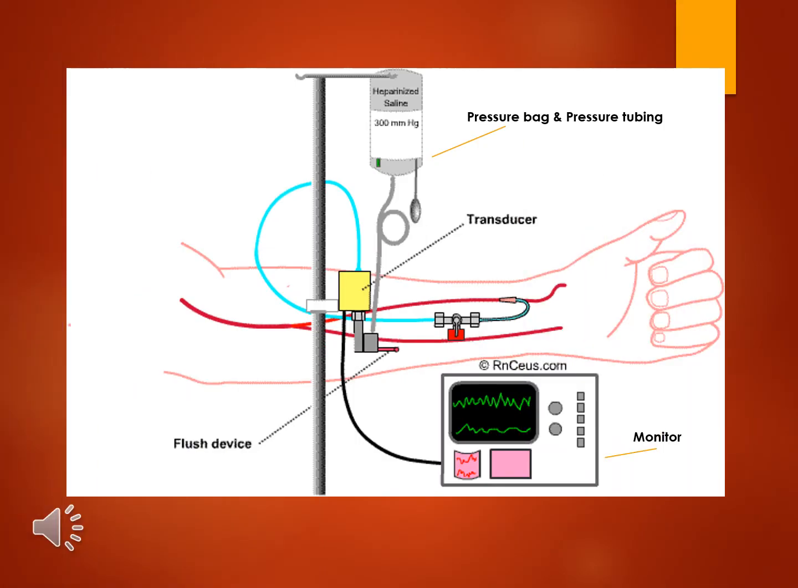And here's a diagram of what it would look like on our patient. You'll notice that there's an art line in the radial artery here. It's hooked to the pressure tubing, the transducer, and then that is also attached to the monitor, which shows our waveforms.